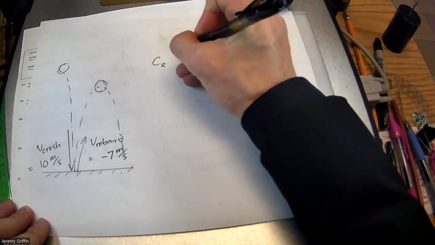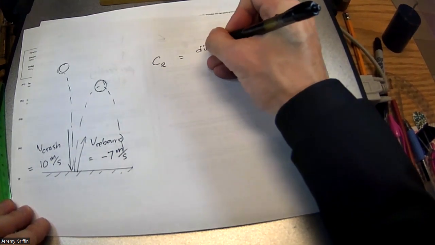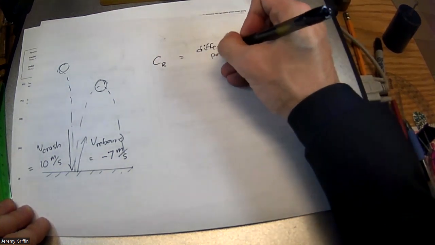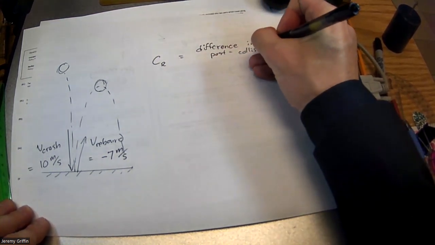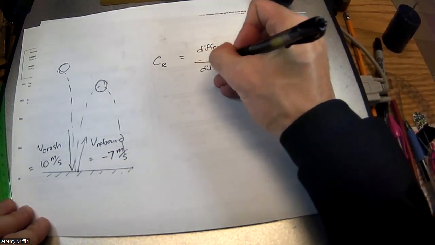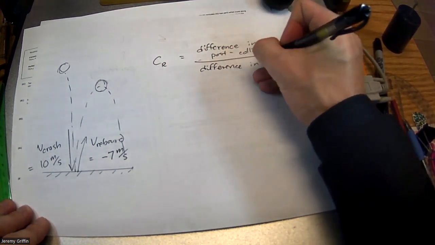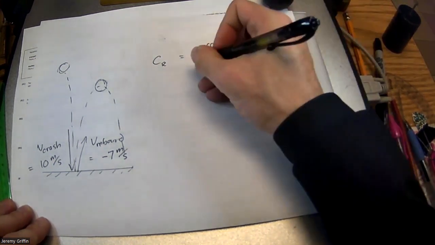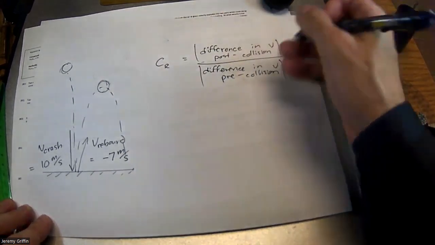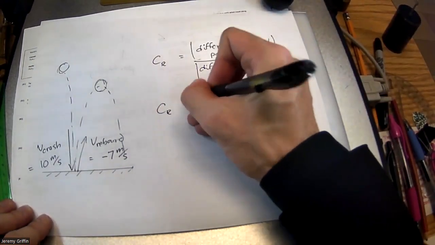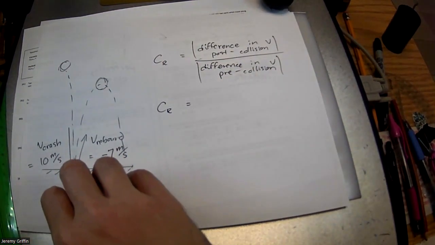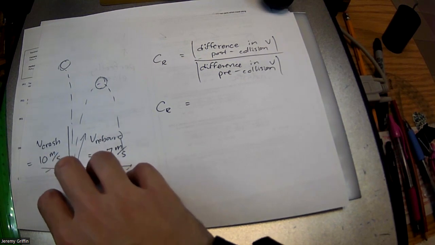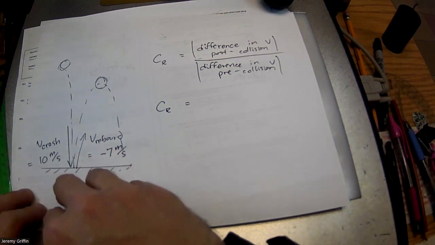So coefficient of restitution. What is the difference in velocities post collision compared to the difference in velocities pre-collision? And we're just gonna take the absolute value, so we'll always make it positive too. Now, in the example that I'm doing here, the floor could be like the entire Earth, which basically has a velocity of 0. We're all moving with the Earth, so that's our perception, our frame of reference.